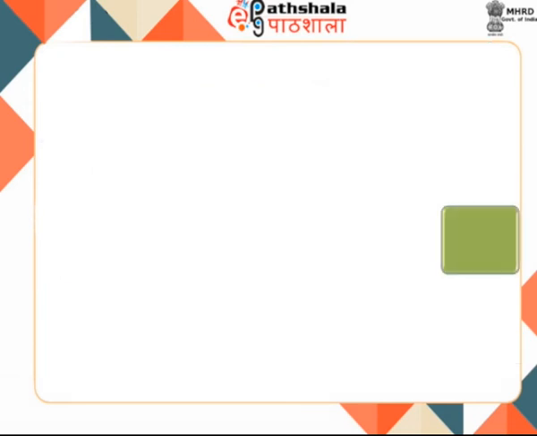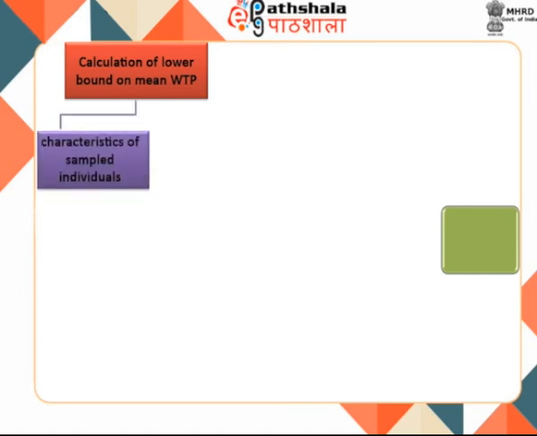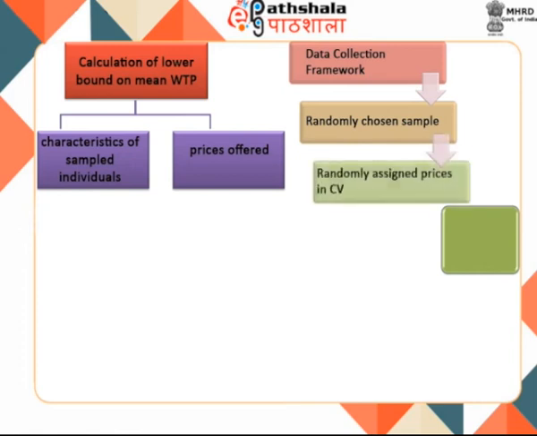Econometric and statistical methods to estimate WTP and analyze the factors that cause variations. In order to calculate a lower bound on mean WTP, the information on variation in the characteristics of sampled individuals and the prices offered is used. As mentioned in the data collection framework, the sample in this study was chosen randomly and the prices offered in the CV question were also randomly assigned.